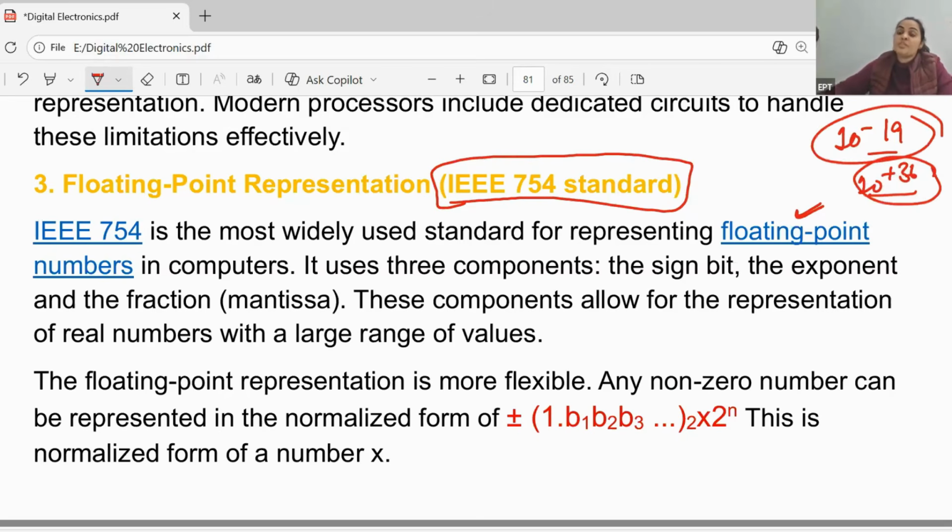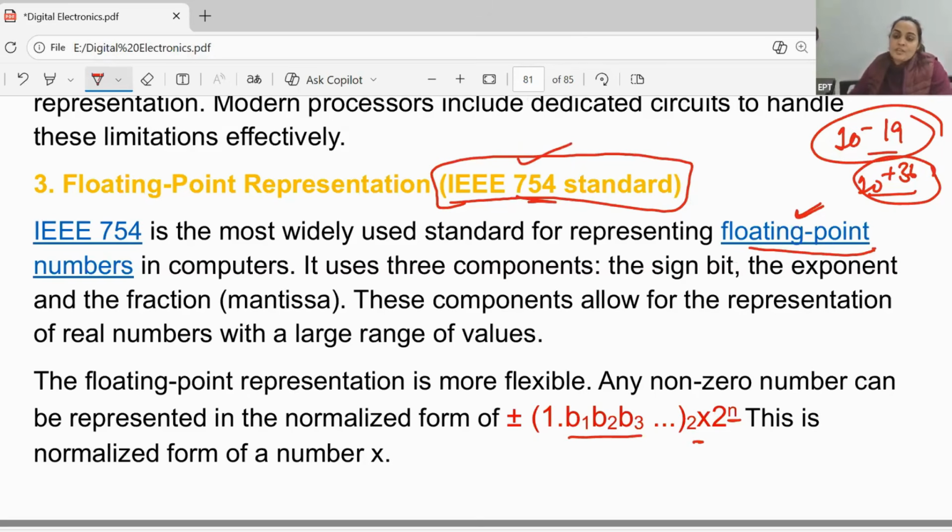Then how will you represent these numbers? If you use the fixed point method, you will need a large number of bits to represent these values. That's why floating point was introduced. The IEEE 754 standard is nothing but how you represent these values, and that is decided by the IEEE 754 standard.